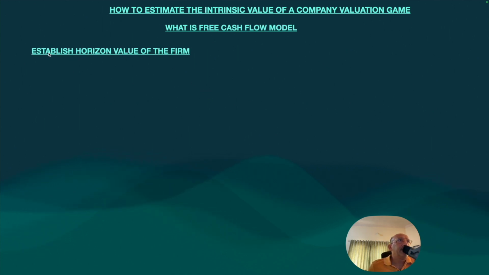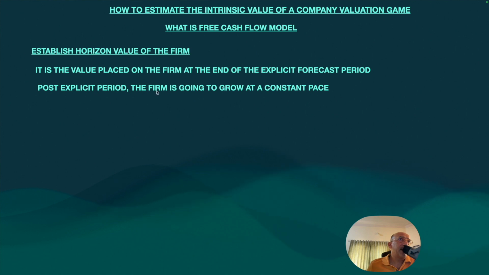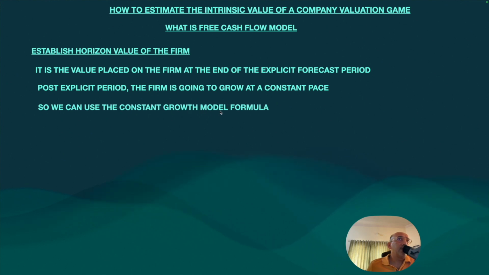Now, after this you have to establish the horizon value of the firm. You must be wondering, what is this new word horizon value that has come? See, it is the value placed on the firm at the end of the explicit forecast period. We have considered two periods. One is the explicit forecast period where the company is going to grow extraordinarily. So that is the explicit period. Post the explicit period, the firm is going to grow at a constant rate that we have already analyzed. So we can use the constant growth model formula. We have discussed the constant growth formula.